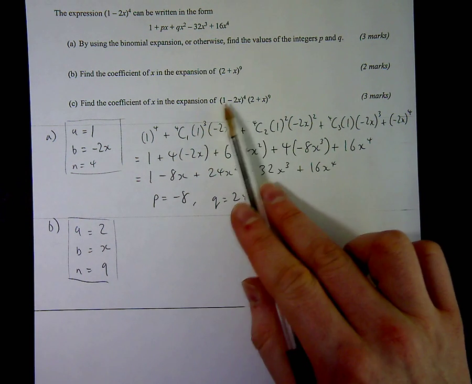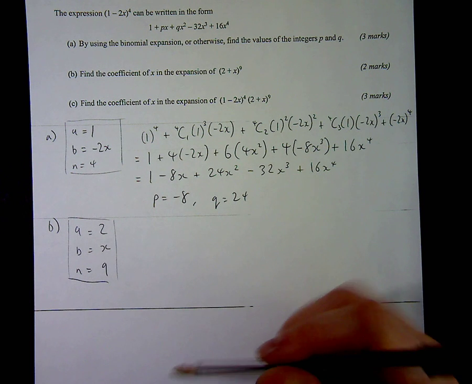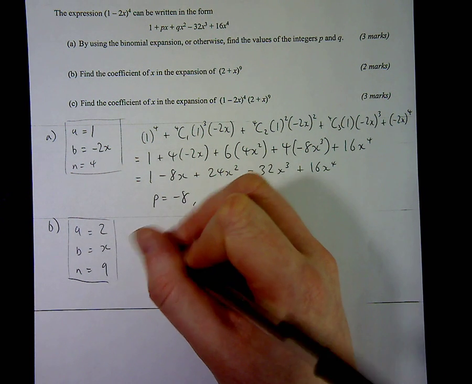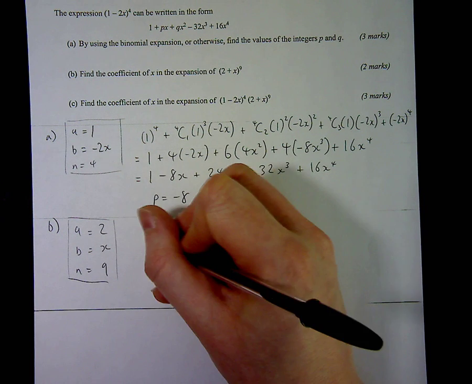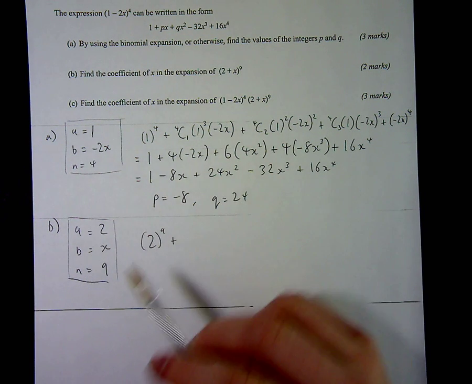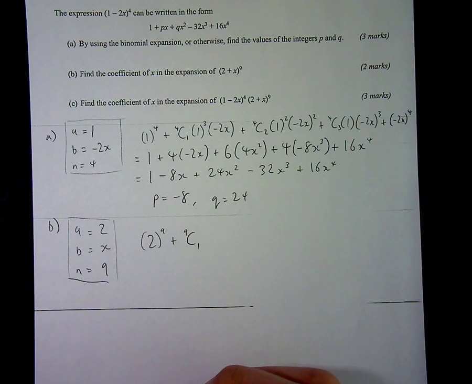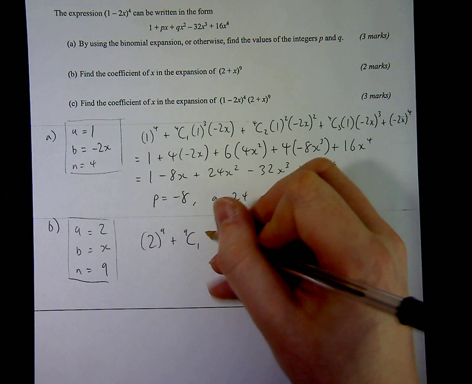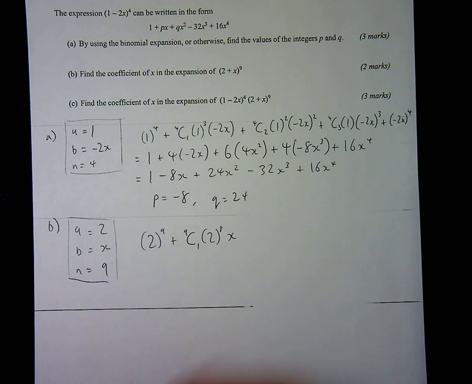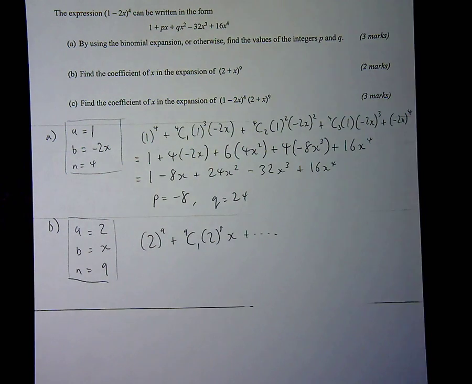So, using the same setup, I'm just going to go a to the power n, so it's 2 to the power 9, plus n choose 1, so it's going to be 9 choose 1, multiplied by a to the power n minus 1, so 2 to the power 8, multiplied by b, which is x. There'll be more in the whole series here, but I'm not going to need them, so I'm just going to stop there.